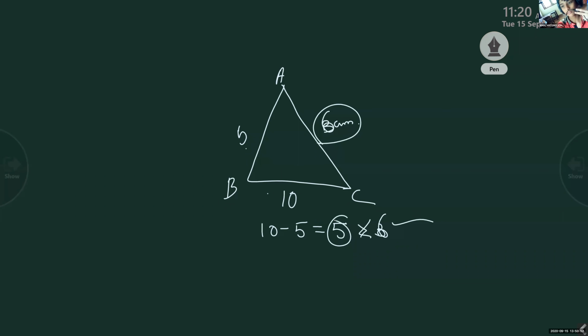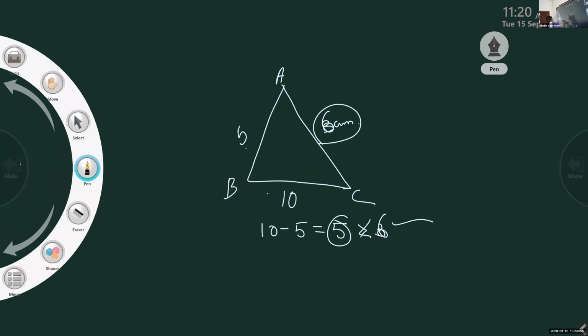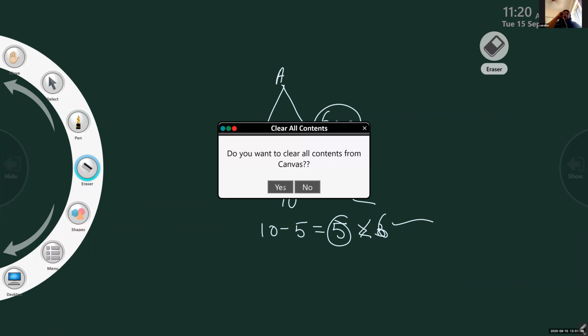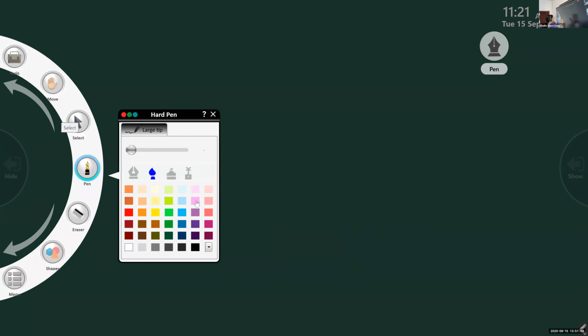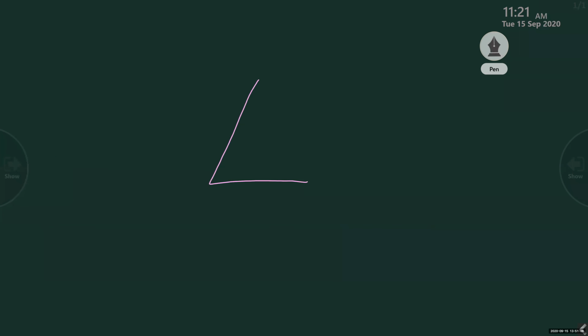The third side should always be greater than the difference between the two sides. See, suppose this is a triangle ABC. I'm drawing. Suppose this is 5 centimeter, this is 2 centimeter, and this is 3 centimeter. Is it possible to draw the triangle? No, because 5 minus 2 is not less than 3. It will be equal to 3, isn't it? Yes. So, the difference also is very important.